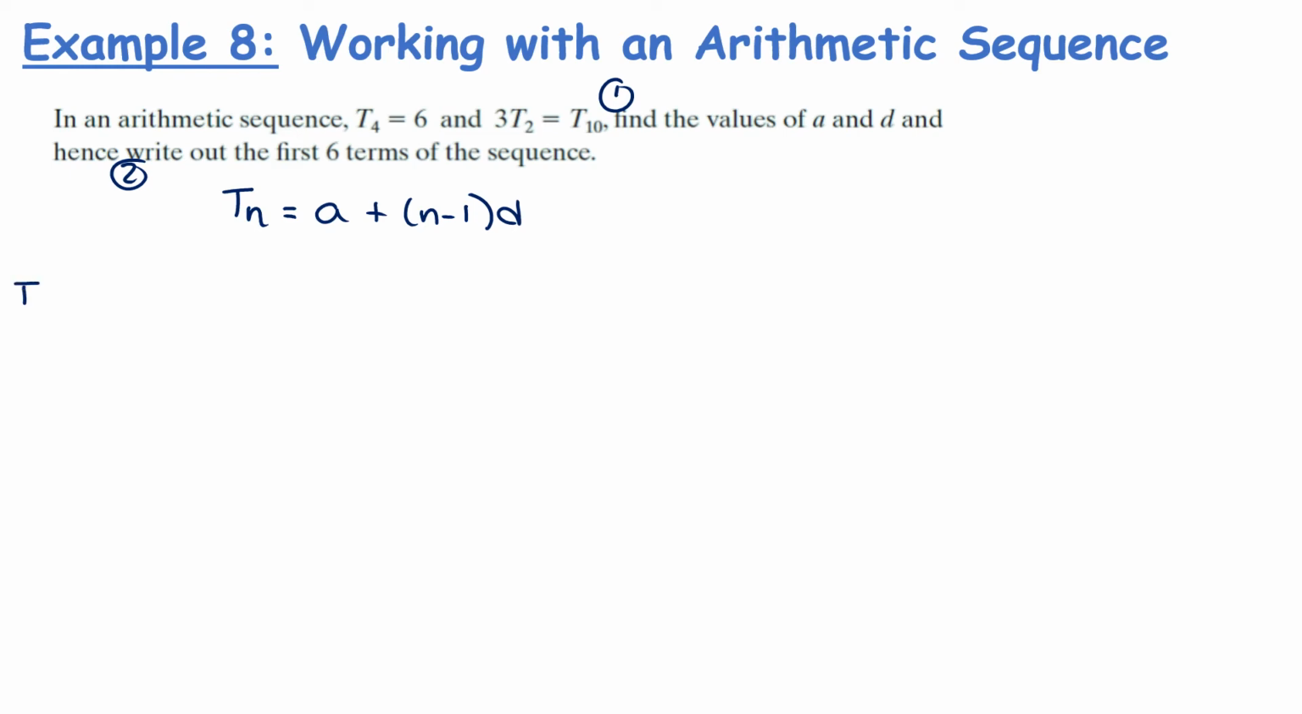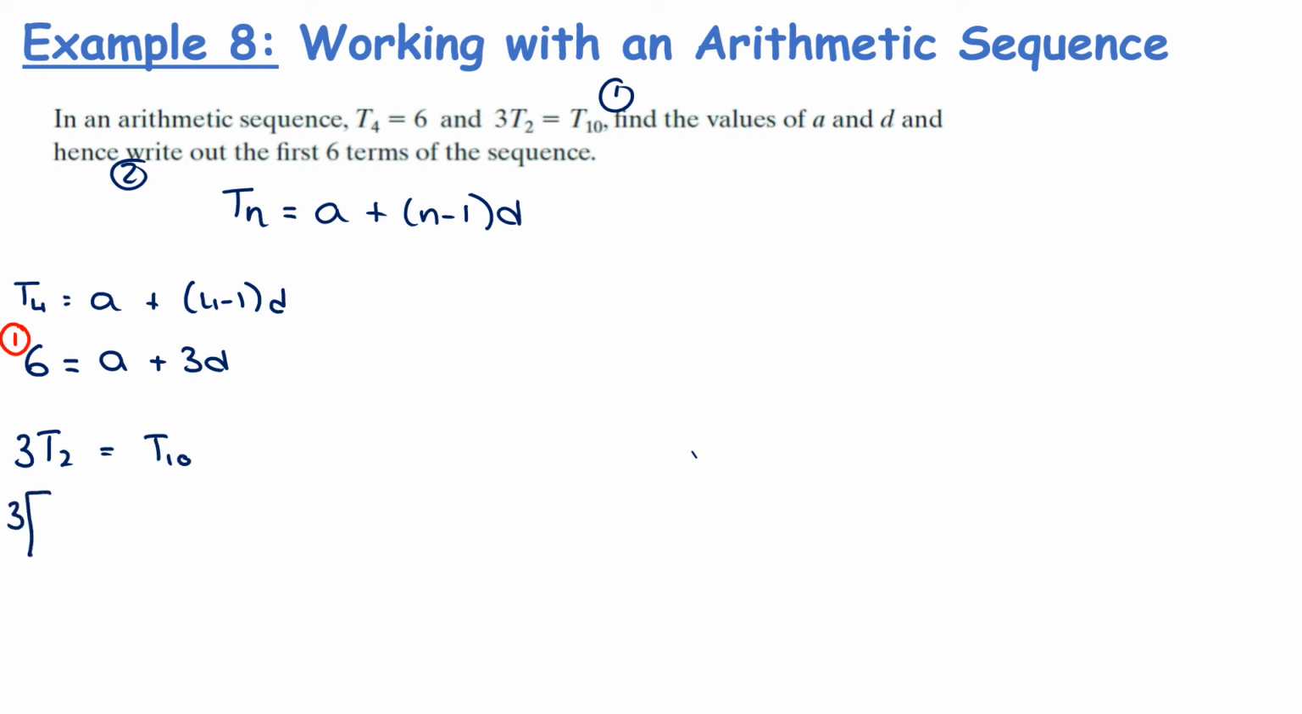So I'm going to work with T4 first. The only thing I know how to sub in is my n. So I have 4 minus 1 times D, and I know T4 is 6, so 6 is equal to A plus 3D. This gives me an equation with two unknowns, which hints at the fact that we're probably going to have to do simultaneous equations.